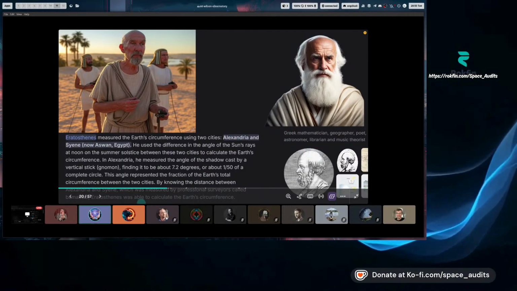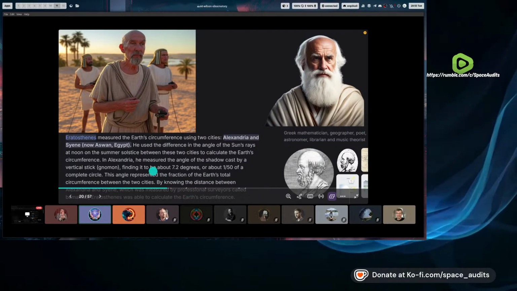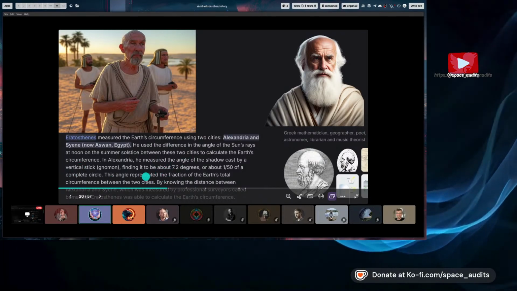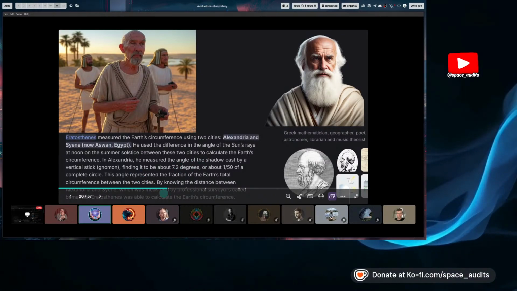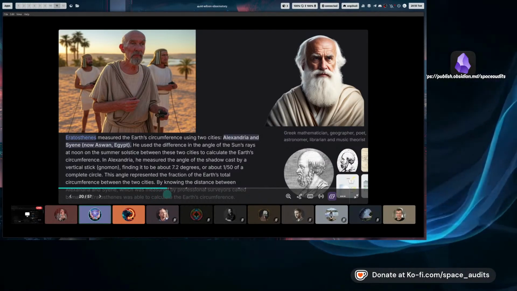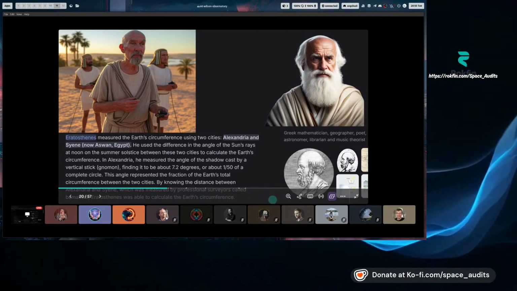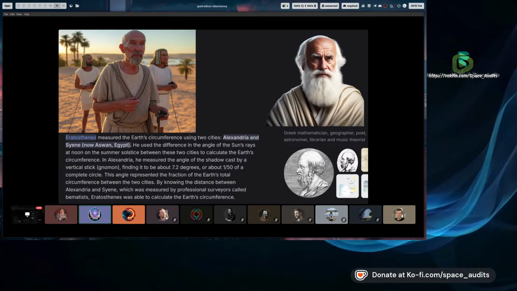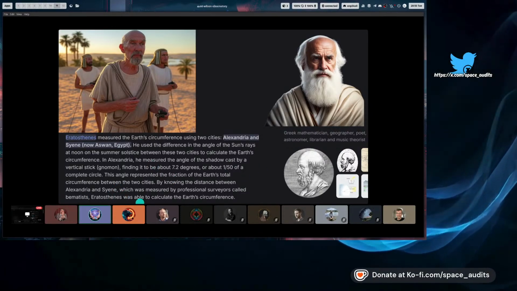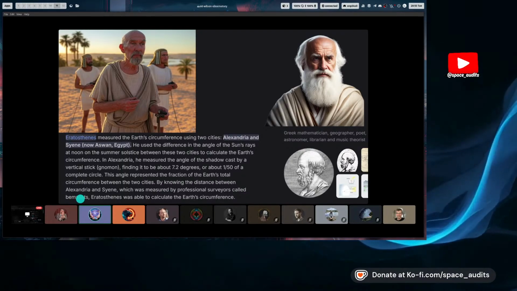So if you look it up, this is the Wikipedia shorthand description of the story we've heard two to three times now. It says, by knowing the distance between Alexandria and Syene, which was measured by professional surveyors called, what was it? Bematists. Called Bematists, right? Eratosthenes was able to calculate Earth's circumference. So thank God for Bematists.